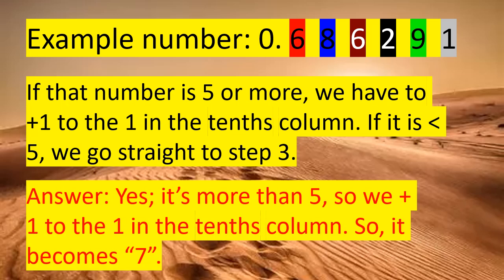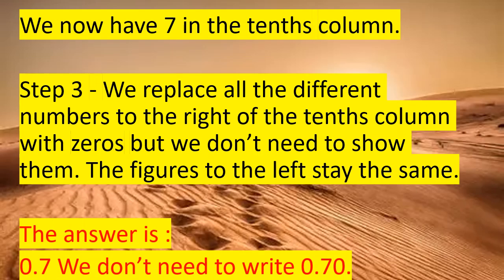So if that number is 5 or more, we have to add 1 to the 1 in the 10th column. If it's less than 5, we go straight to step 3. So yes, it's more than 5. It's 8. So we add 1 to the 1 in the 10th column. So that one goes from 6 to 7. So now we have 7 in the 10th column.